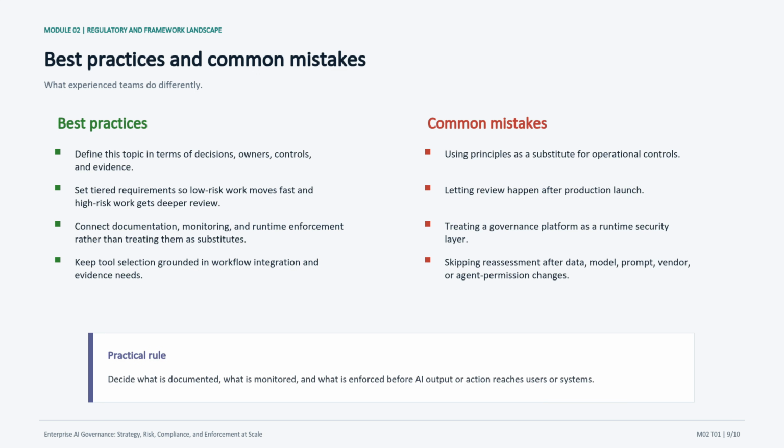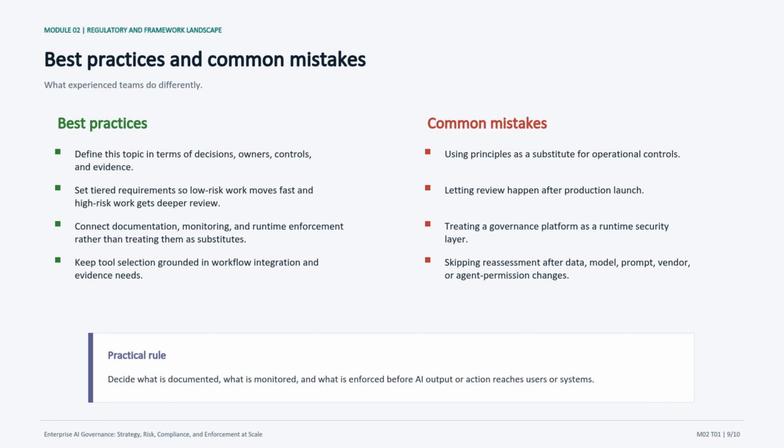Here, I would make the discussion practical and candid. The best practices are the habits that keep ISO/IEC 42001 connected to decisions, owners, controls, evidence, and actual system behavior. The common mistakes are equally important. Teams often write principles, review too late, confuse governance workflow with runtime security, or forget to reassess after data, model, prompt, vendor, or permission changes.